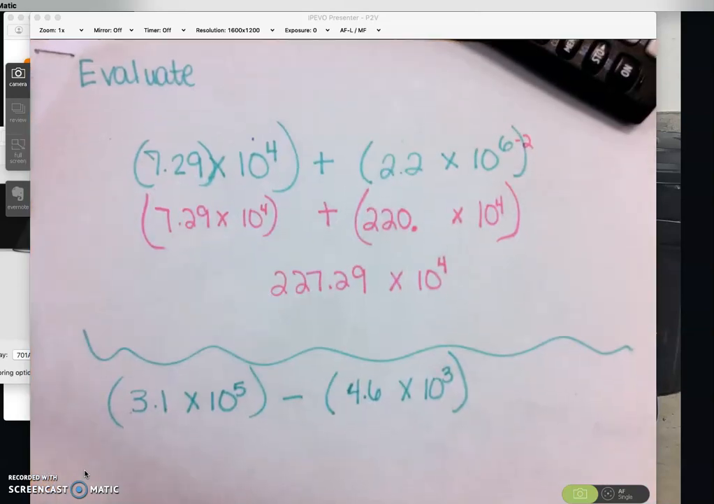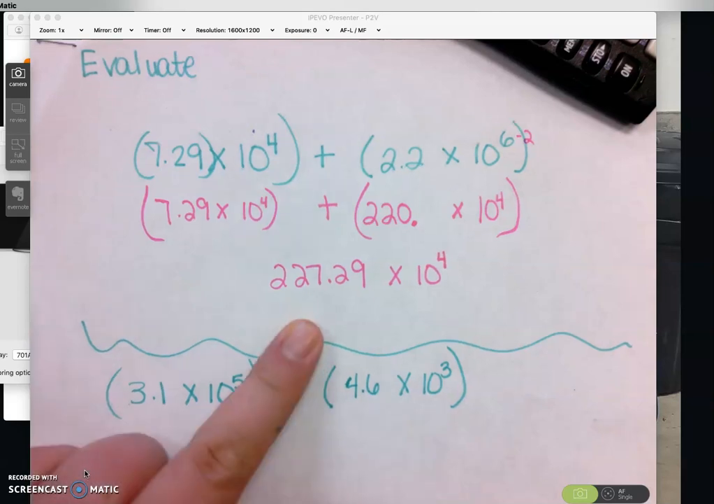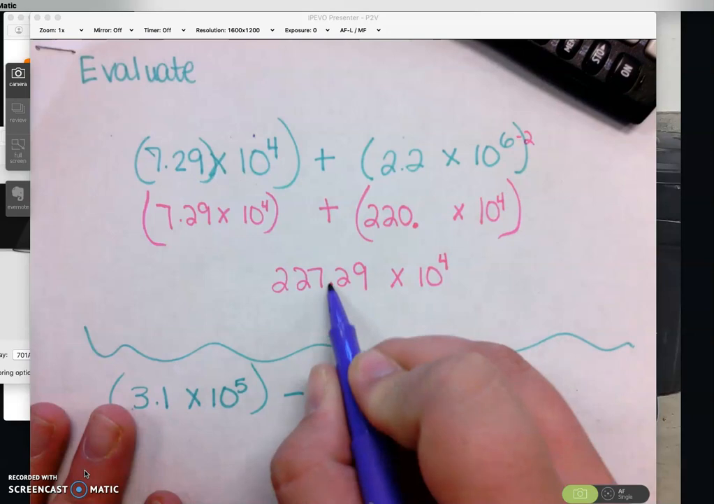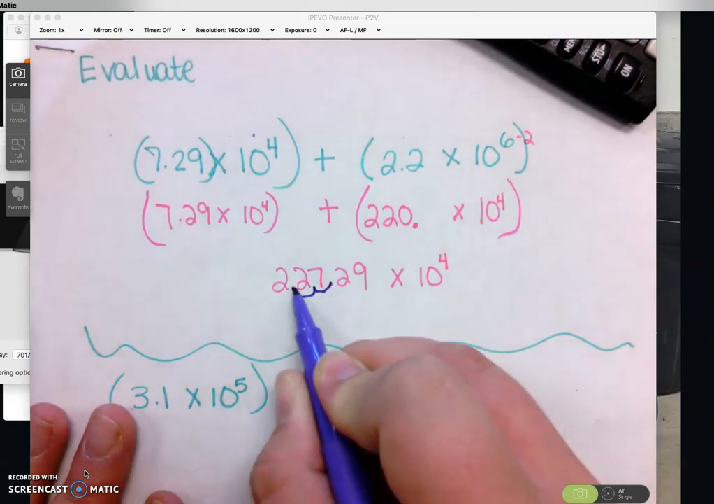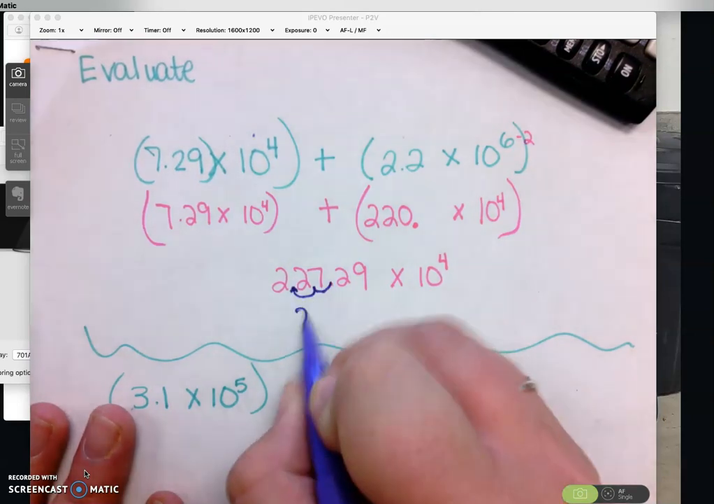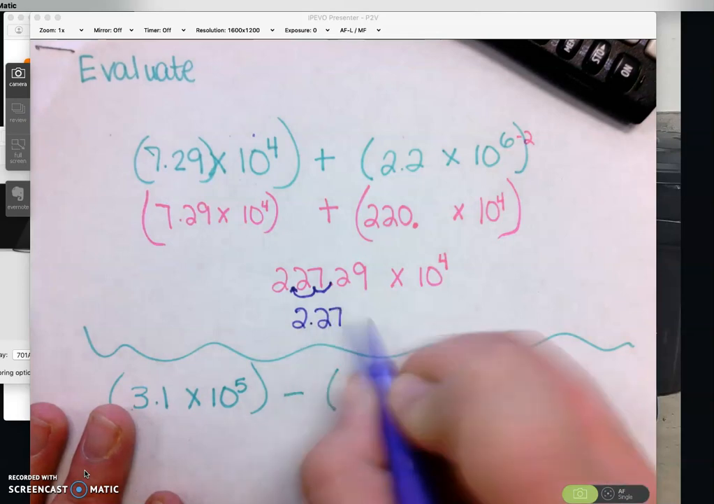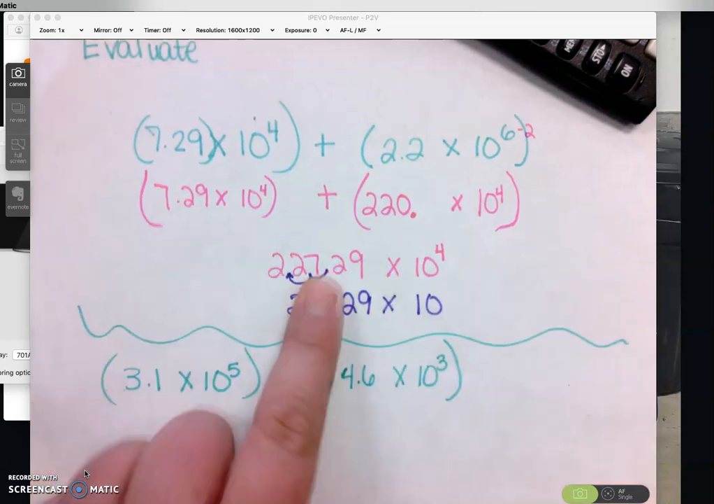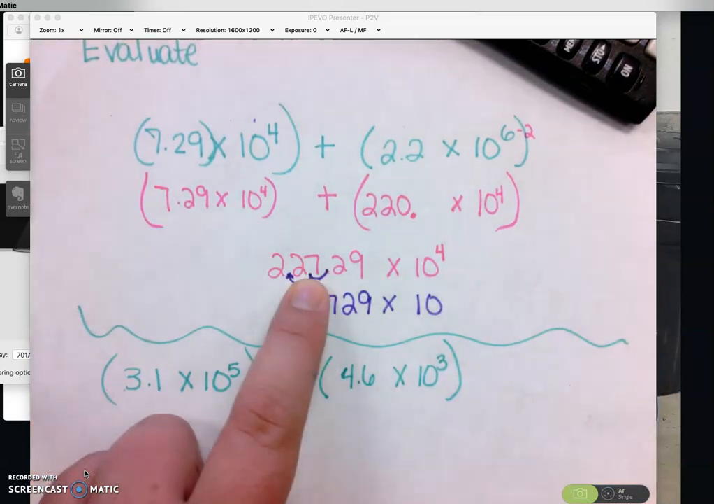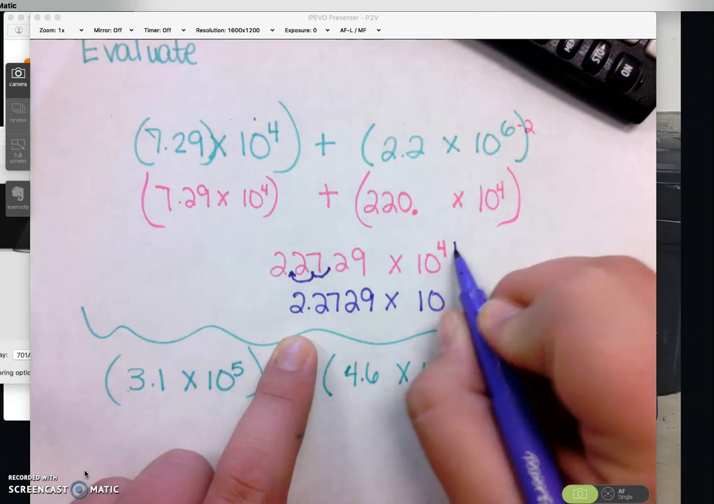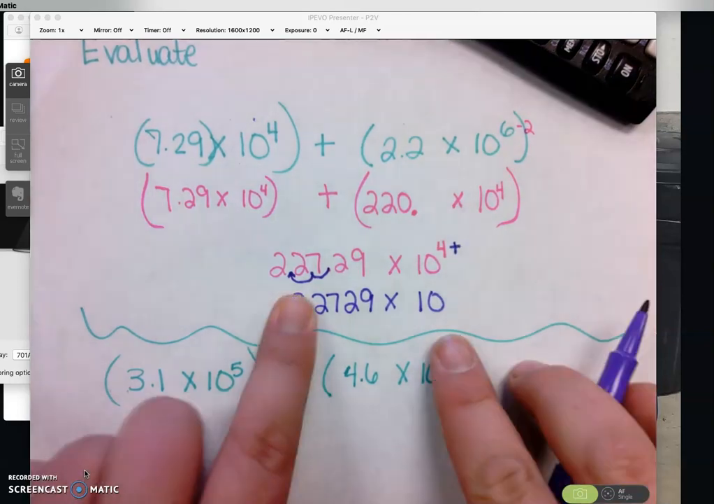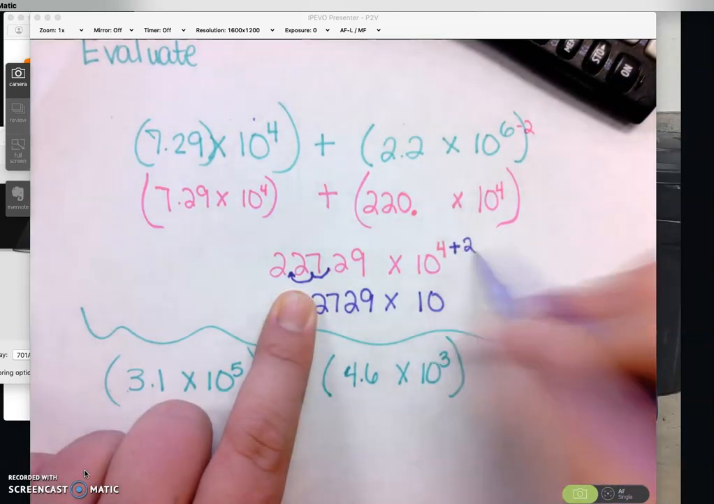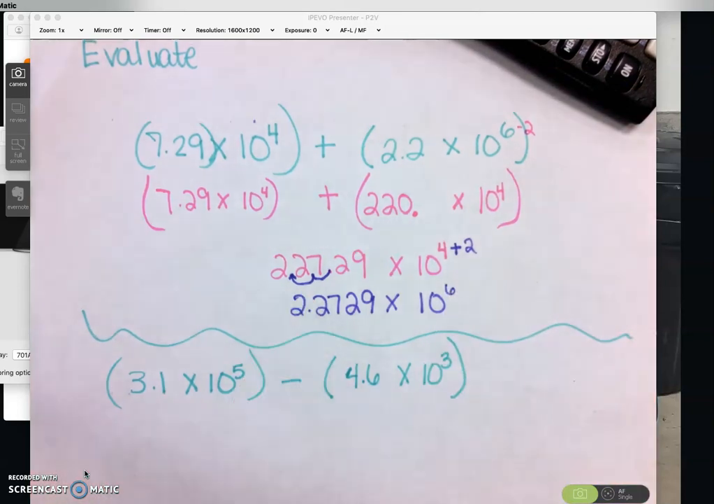Am I done? No. It's over 10. So what do I do, Braden? You have to move the decimal to the left to make the single digit 1. Correct. And so then you have to add how many times you move to the exponent, which is plus 2. So I moved it. Again, I made my decimal number smaller, so I have to make my exponent bigger. So I moved 2 places, so I need to add that 2 back on. And that is my final answer.